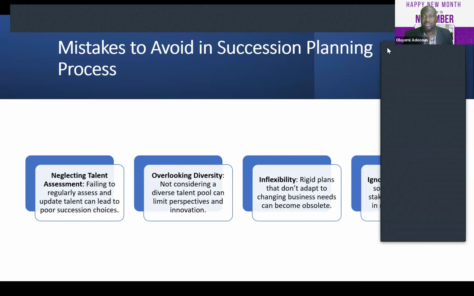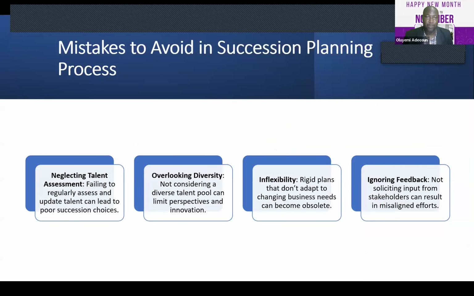A few things as I try to wrap up and take questions, comments, and contributions. Don't neglect talent assessment. Failing to regularly assess and update talent can lead to poor succession choices. So one of the ways you can do talent assessment, you can have assessment centers, for example, our performance schedule program, when you do performance and you do employee review sessions, those kind of things.